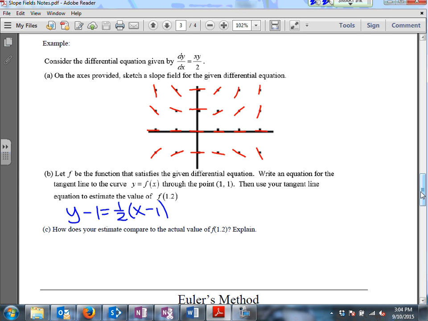What's the answer from our test? It's another slope's negative. Oh, slope is negative. Shoot. All right, now we want to use this to estimate when x is 1.2. So y equals 1/2 times 1.2 minus 1, plus 1. What is that?